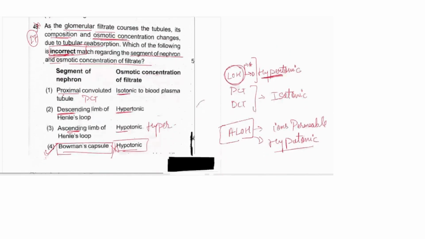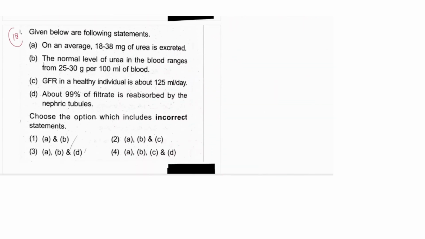Incorrect, they are asking, so we'll go with the fourth one. Now let's see question number 18. Given below are the following statements. On an average, 18 to 30 mg of urea is excreted. Actually, it was not 18 to 30, it was 25 to 30, so it is incorrect. The normal level of urea in the blood ranges from 25 to 30, as given here, but per 100 ml of the blood was not there. Per day we have seen 25 to 30 gram of urea per day, right?